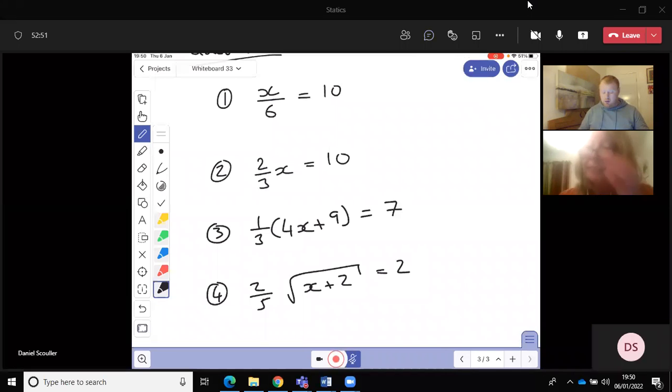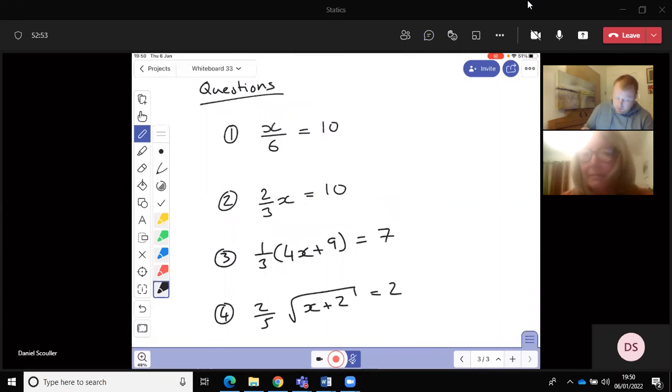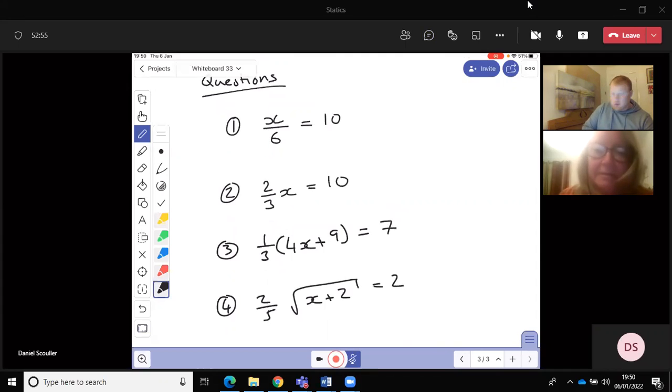There we go. Nothing too surprising there. Just throw the answers at you. So x over 6, take the 6 across. It becomes a multiplication.